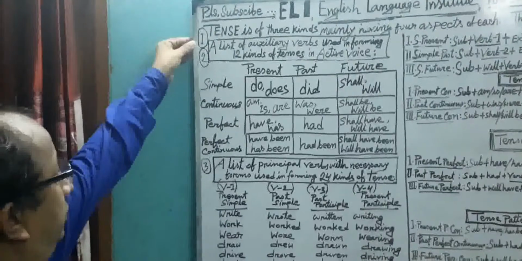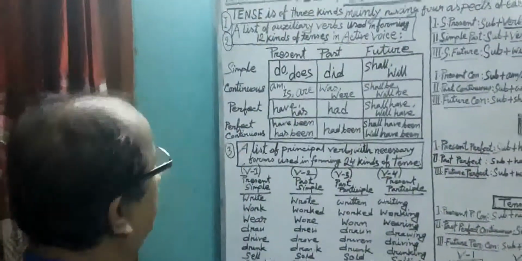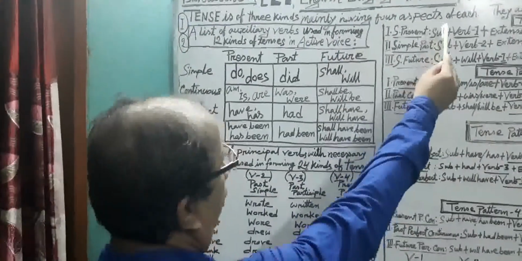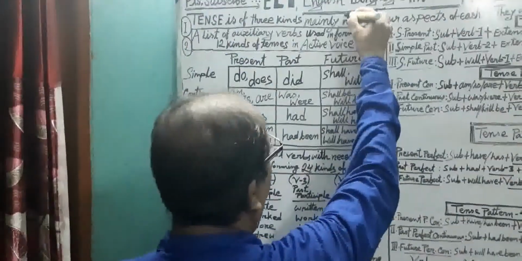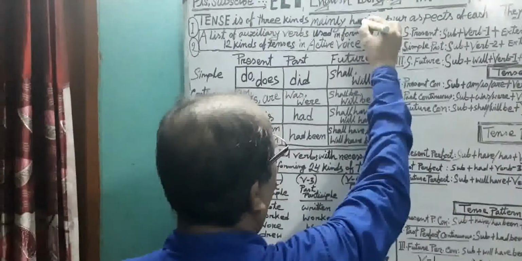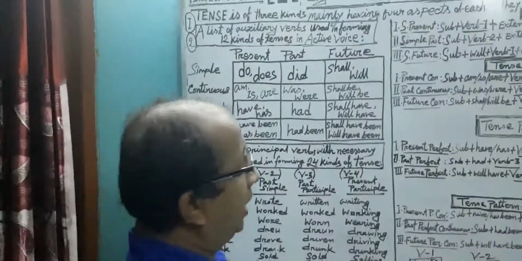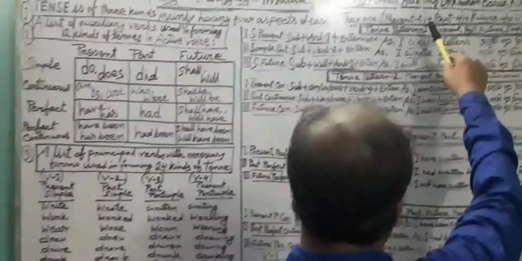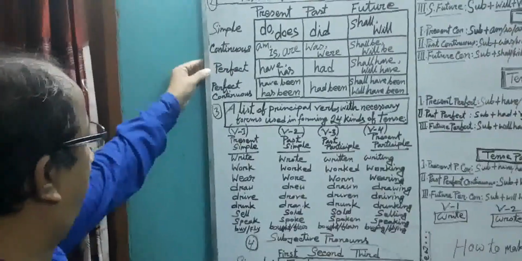In tip 1, kinds of tenses. Here you see, tense is of 3 kinds, mainly having 4 aspects of each. They are present 4, past 4 and future 4. Present 4 means in present tense there are 4 aspects: present simple, present continuous, present perfect, present perfect continuous.